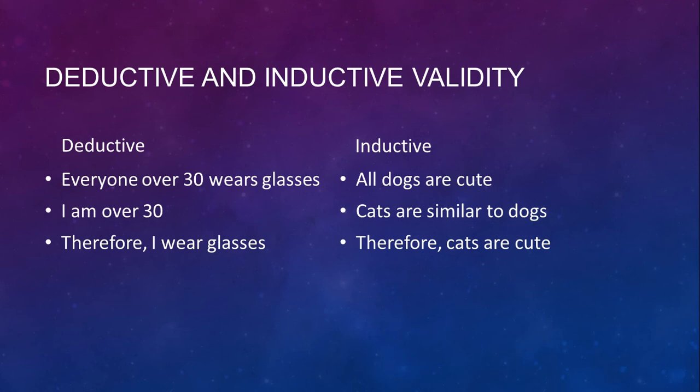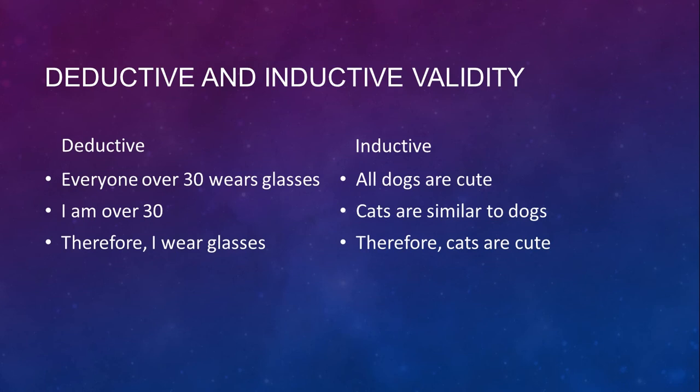The one on the right is inductive. All dogs are cute. Cats are similar to dogs. Therefore, cats are cute. Even if those first two things were completely true, you were certain that they're true, that shouldn't make you certain of the conclusion. However, I would suggest that it's at least some evidence. It's not zero evidence. It's pretty weak evidence, right?